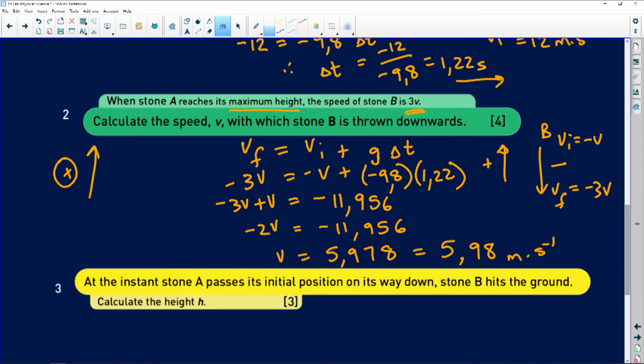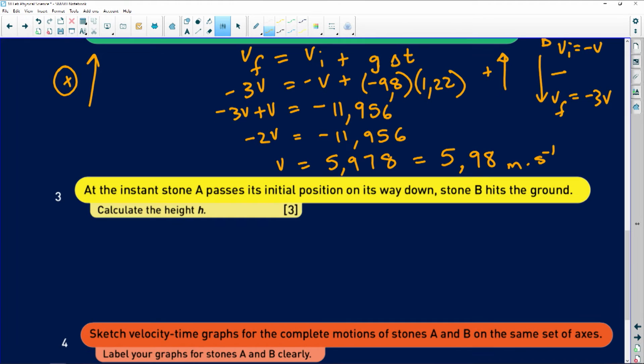They say, at the instant that stone A passes its initial position on its way down, stone B hits the ground. Okay, so what can we get from that? And now they want us to calculate the height h. So remember, stone A went up in 1,22 seconds and it came down in 1,22 seconds.